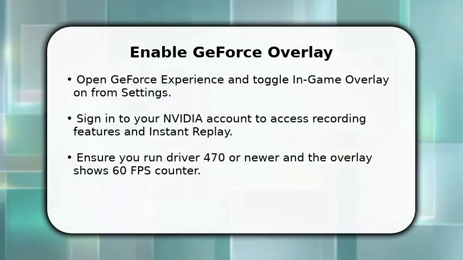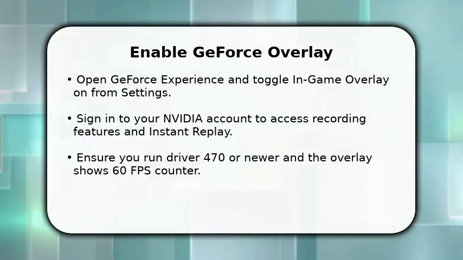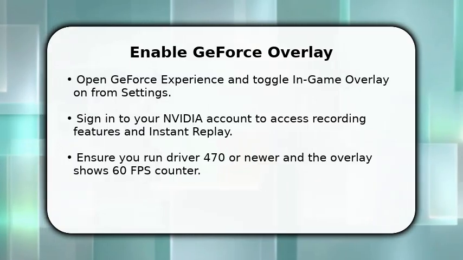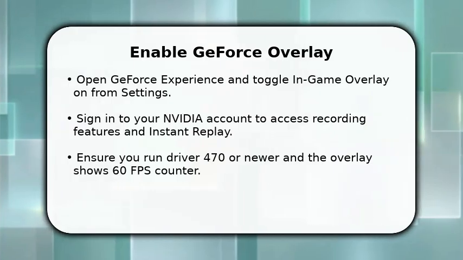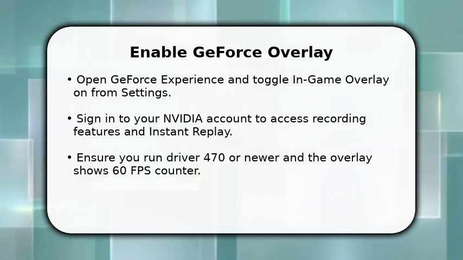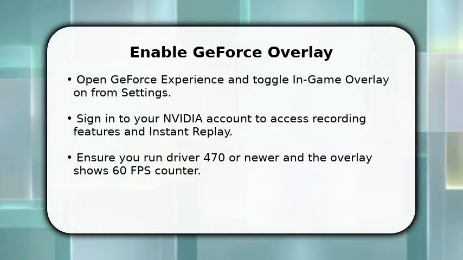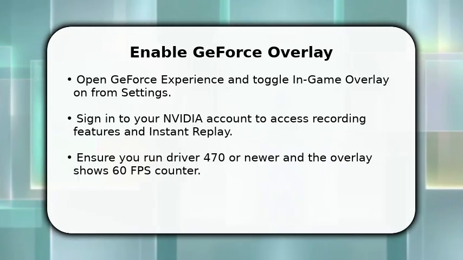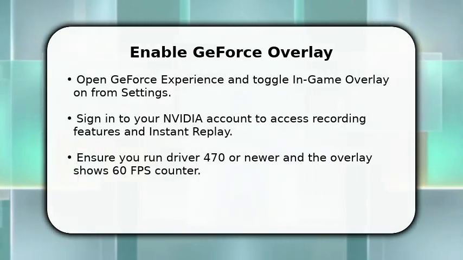Open GeForce Experience and toggle in-game overlay on from settings. You must sign into your Nvidia account to access recording features and instant replay. Confirm your drivers are version 470 or newer before proceeding to avoid compatibility issues. Turn on the FPS counter and set it to 60 to monitor performance while recording. Restart your game or application after enabling the overlay to ensure the hotkeys register correctly.